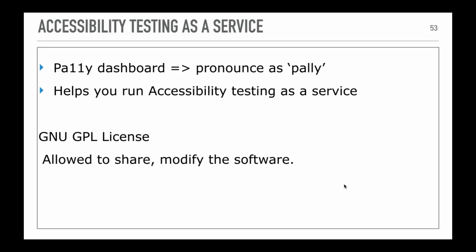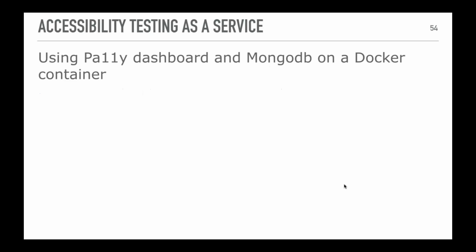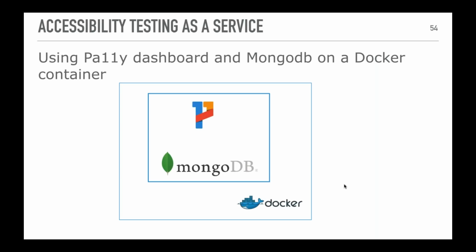So you can use the Pa11y dashboard, which is again open source under the GNU GPL license, which means that you are allowed to share and modify the software, and it helps you to run accessibility testing as a service. So how that works is, the Pa11y dashboard is a Node.js project, and it needs a MongoDB running as a daemon, and I set it up in a way that it runs in Docker containers so that it's easy. People can run it straight out of the box. So this is how a high-level diagram would look.